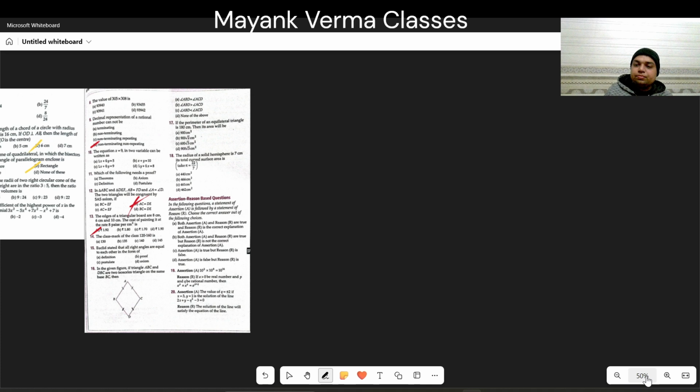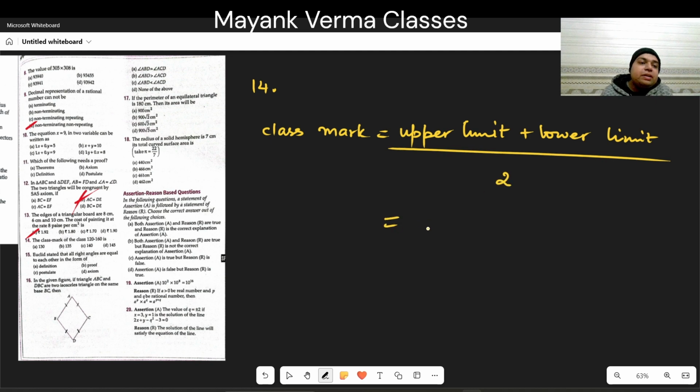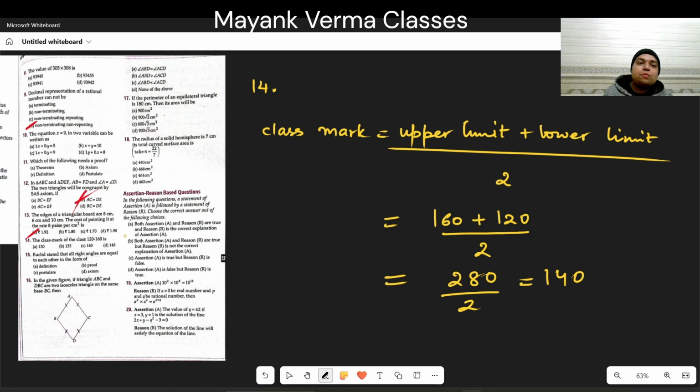So class mark, this is the 14th answer. Class mark is equal to upper limit plus lower limit upon 2. So upper limit is what? It is 160 plus 120 upon 2. So that is 280 upon 2, that is 140. So option C here will be the correct option.